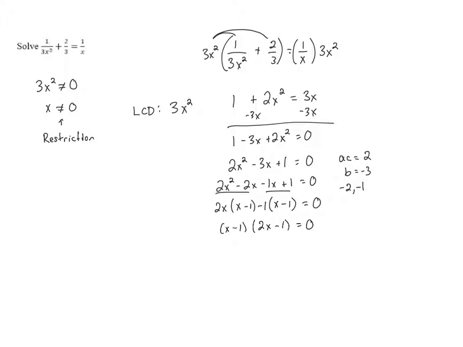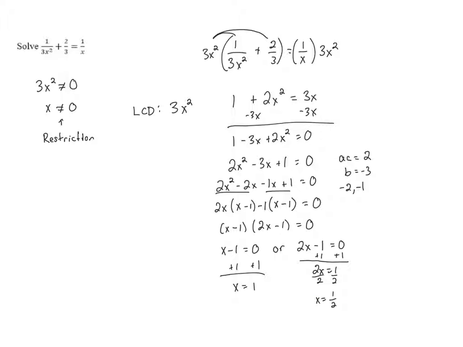And now we use the zero factor property to set each of these factors equal to 0. So x minus 1 equals 0, or 2x minus 1 equals 0. And we can solve. We add 1 to both sides here to get x equals 1. In the other one, we also add 1 to both sides. That gives us 2x equals 1. And if we divide by 2, that gives us x equals 1/2. So there are two potential solutions, x equals 1 or x equals 1/2.